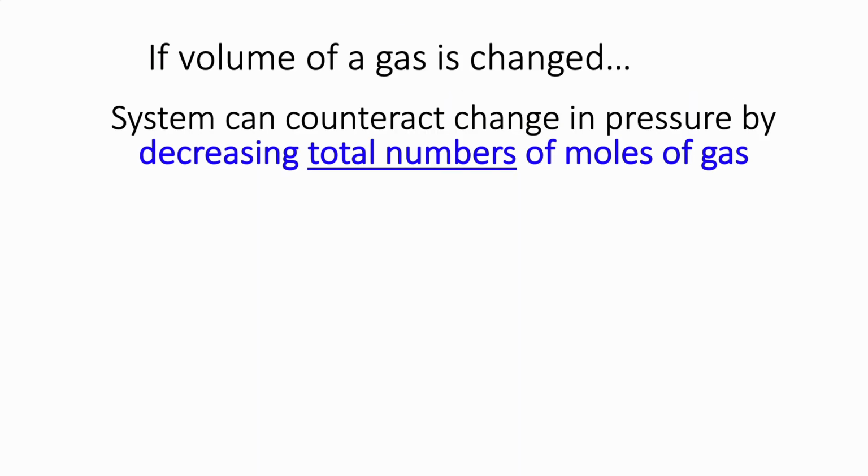So one of the ways to understand that is to think about the way that a system can counteract a change in pressure, and that is that it will try and decrease the number of moles of gas. So if the pressure increases, it will try and decrease the number of moles of gas. And if the pressure decreases, it will increase the number of moles of gas.